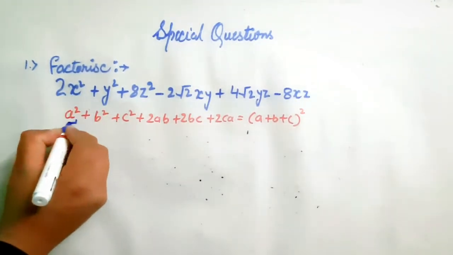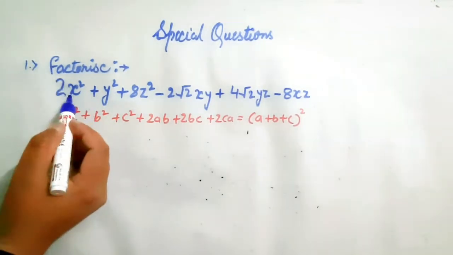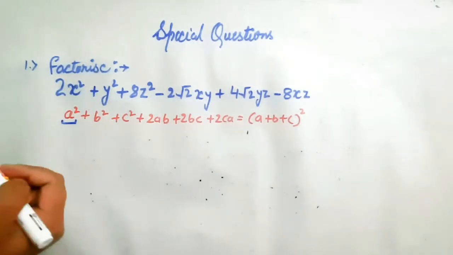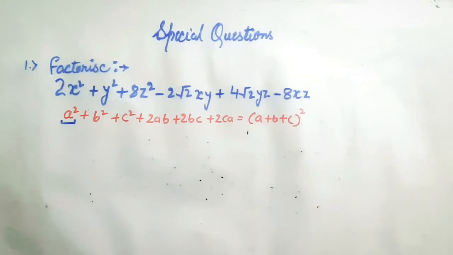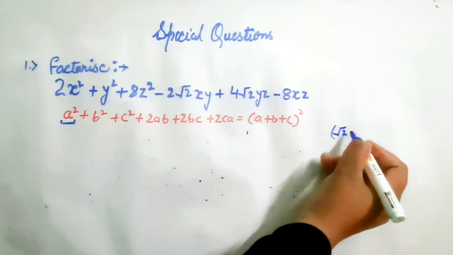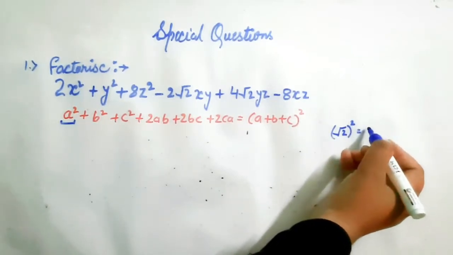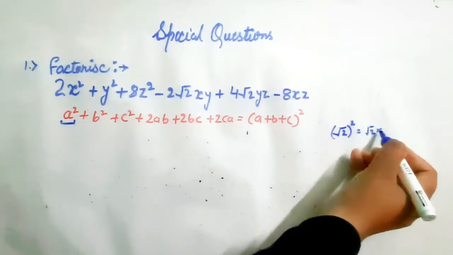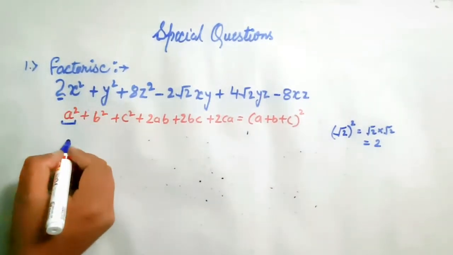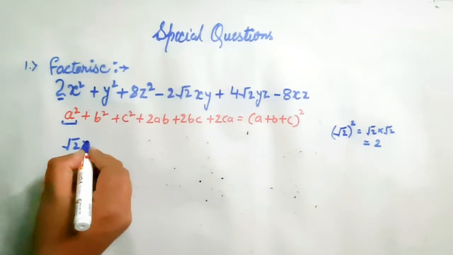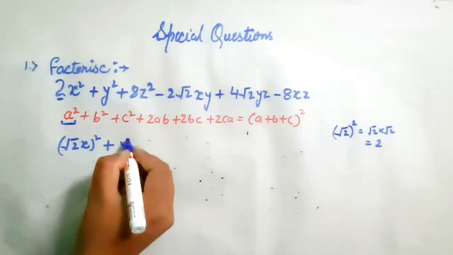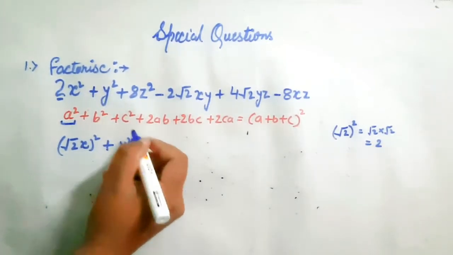See, the first term is a square. It is a perfect square number. Here x is a perfect square but 2 is not a perfect square. So how can we write it in the form of a square? For that, 2 we can write as square root 2 square. We know that square root 2 square equals square root 2 into square root 2, which equals 2. So this 2 we can write as square root 2 x whole square, then plus y square.